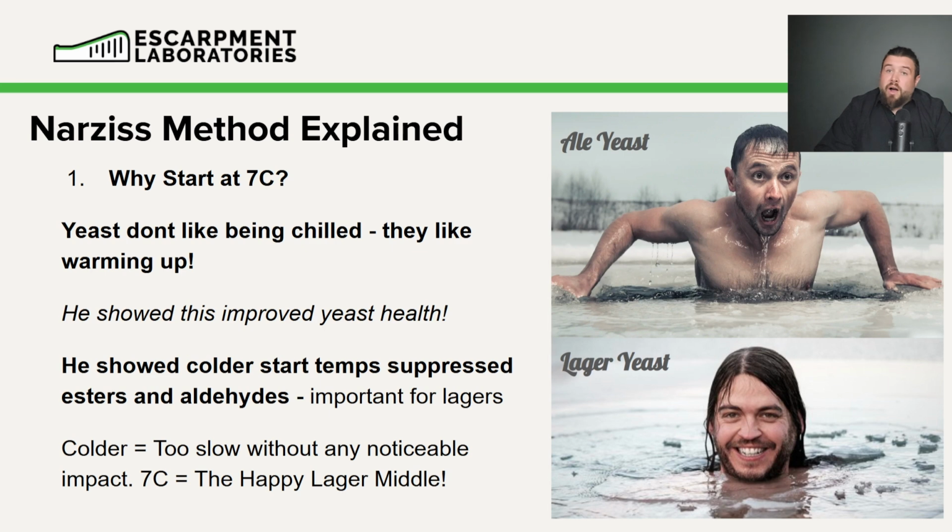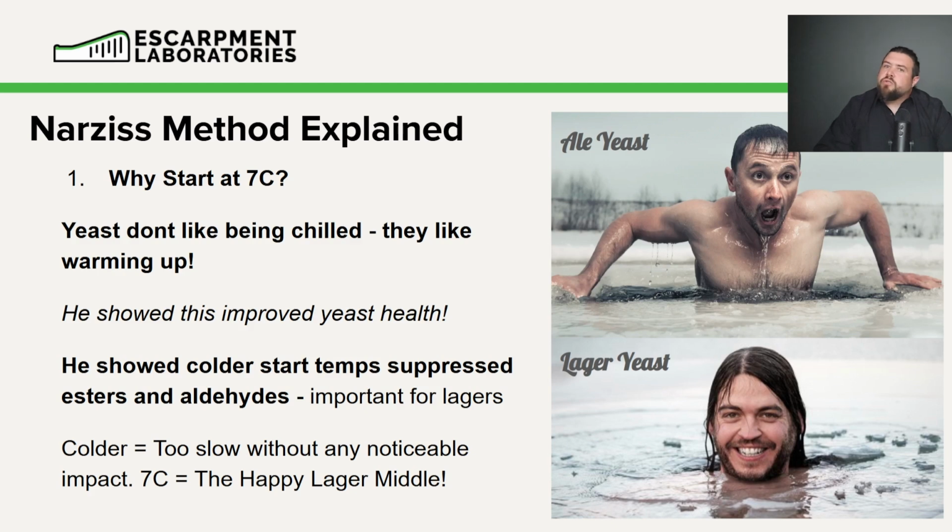So first off, why does it start at 7 degrees C? Yeast don't like being chilled. That's a general rule. Whenever you apply cooling to the yeast cells, it typically stresses them out. In extreme cases, they produce things called cold shock proteins, which will actually stress the yeast cells out. They have to break other things down to produce them, but it keeps them alive. Now, he showed that these colder temperatures, for lager yeast in particular, actually increase their viability. Excellent. So he started cold.